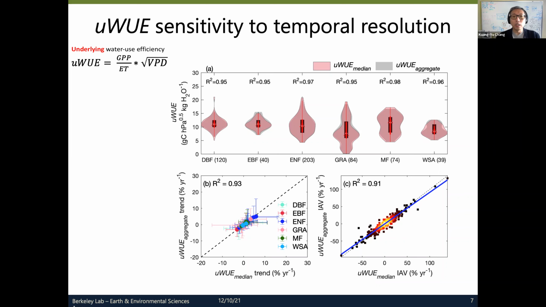And we can use the distribution of hourly water use efficiency to evaluate how short-term ecosystem responses may modulate emerging water use efficiency trends.